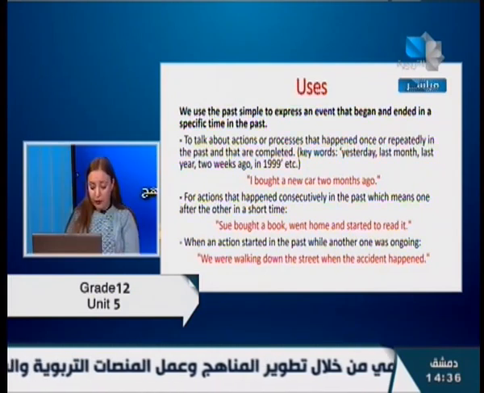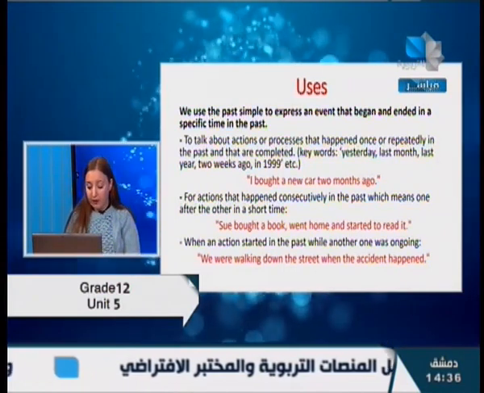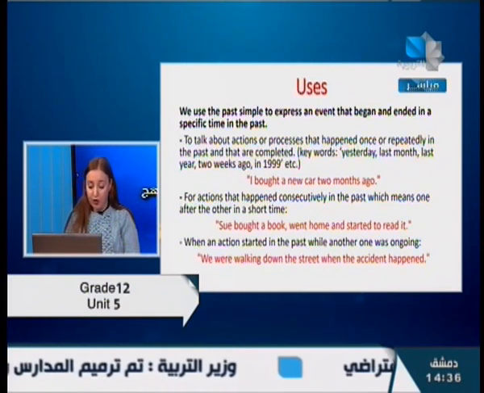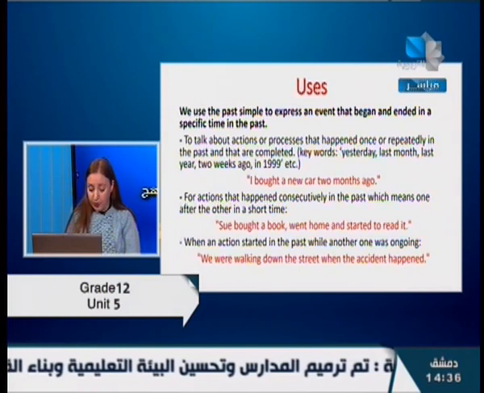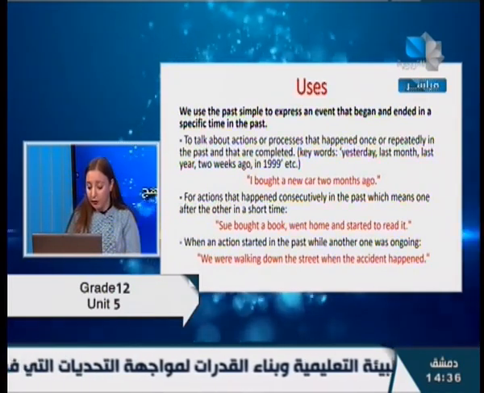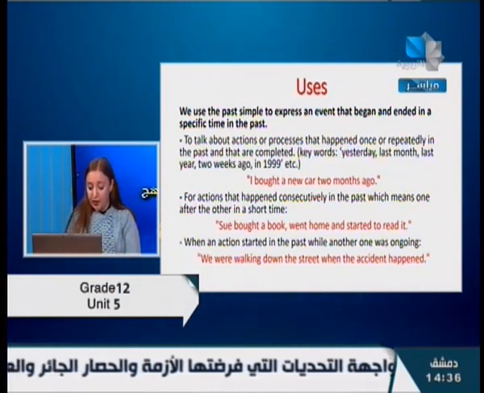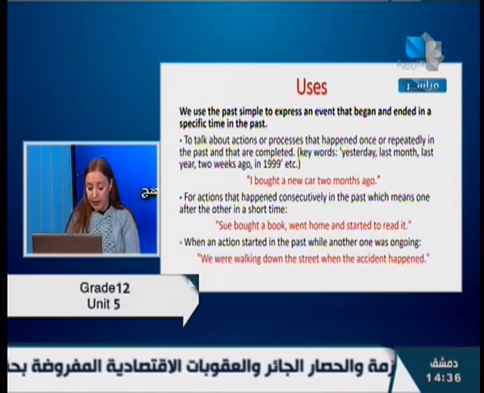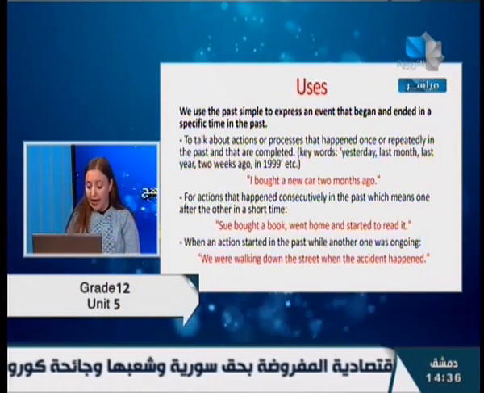Now, we also use it for actions that happened consecutively in the past, which means one after the other in a short time. Example: Sue bought a book, went home and started to read it. Now, finally, when an action started in the past while another one was ongoing. Example: we were walking down the street when the accident happened.